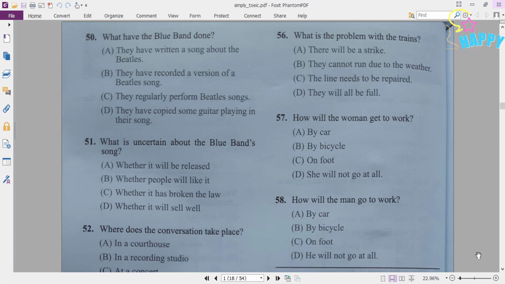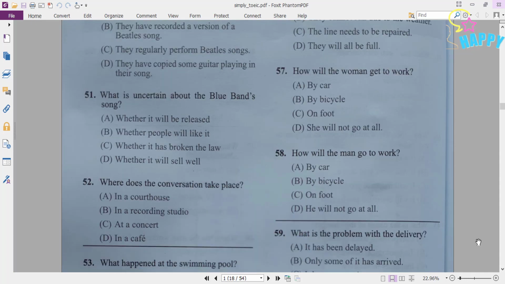Question 50. What have the Blue Band done? Question 51. What is uncertain about the Blue Band's song? Question 52. Where does the conversation take place?